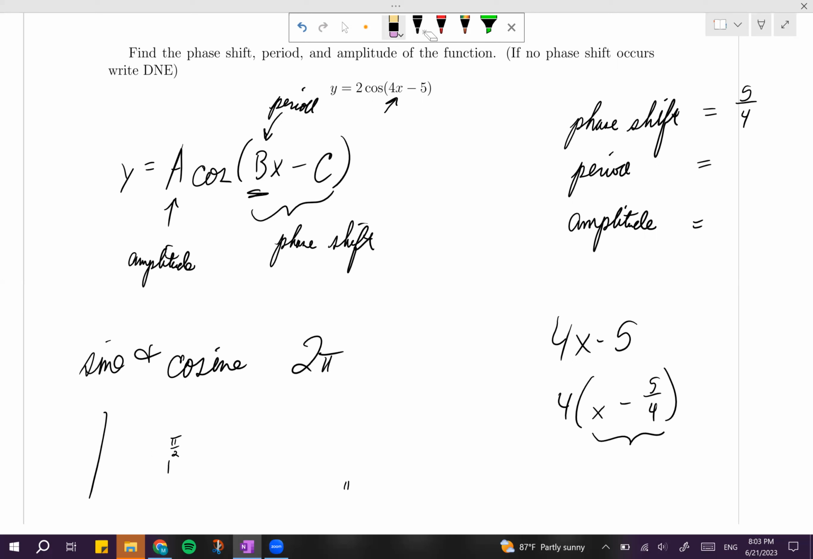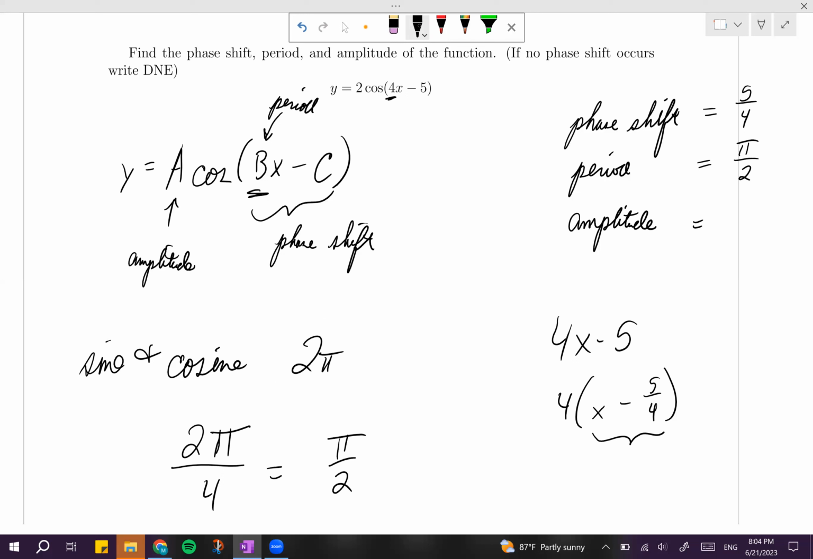So whenever you're dealing with period, you have to look at this number in front, the 4. The quick and easy way to do it is if you know what your period is normally, you divide by the number that's in front of the x. All right. So for this problem, normally for cosine, our period is 2 pi. The number in front of the x is 4, so I divide by 4. This is pi over 2. This is my period.